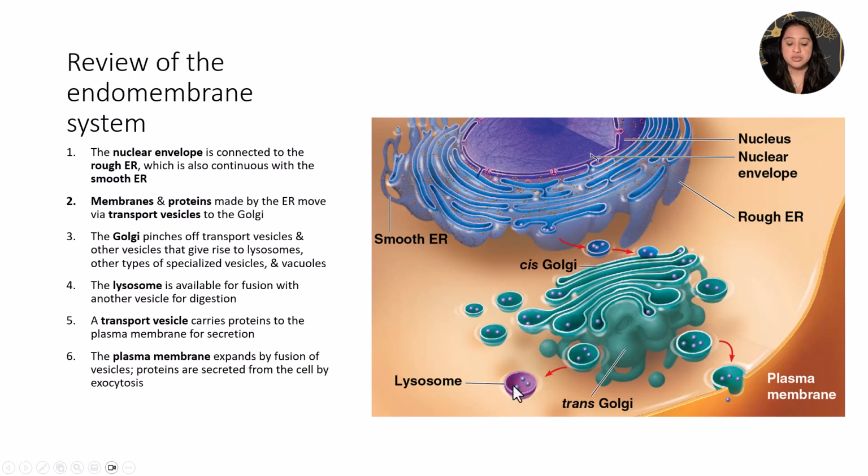If needed, the lysosome is available for fusion with another vesicle for digestion. And if this is a cell that has to make and then secrete something to other cells, then the transport vesicle carries proteins to the plasma membrane, and then it fuses with the plasma membrane and secretes stuff from the cell by this process called exocytosis.